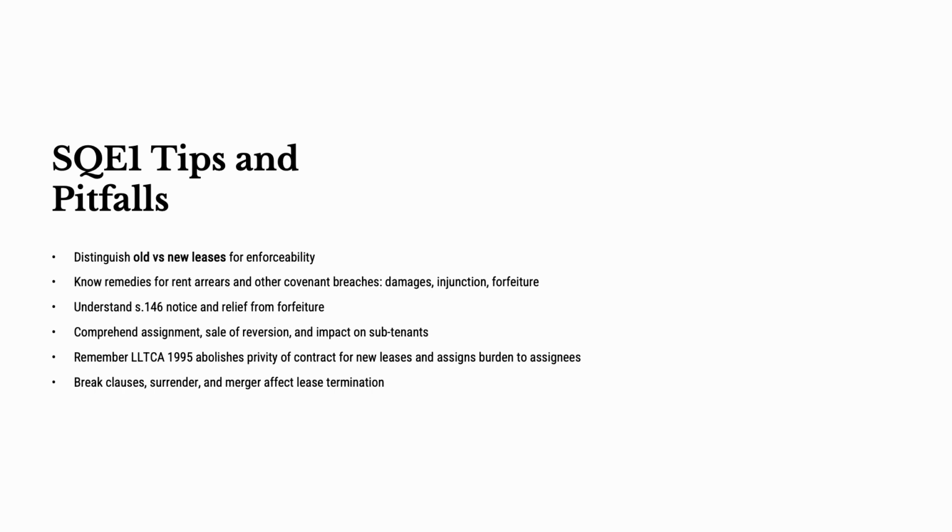Fourth, you need to understand assignment and sale of reversion thoroughly. In new leases, assignors are released automatically on assignment unless they have given an AGA. In old leases, original parties remain liable throughout. When advising on assignment, consider whether AGAs are required and enforceable. Fifth, remember the impact on subtenants. Forfeiture of the head lease destroys the sublease. You need to understand what relief is available under section 146. You need to understand that a break clause may terminate a sublease, and you need to understand the hierarchy of leases.